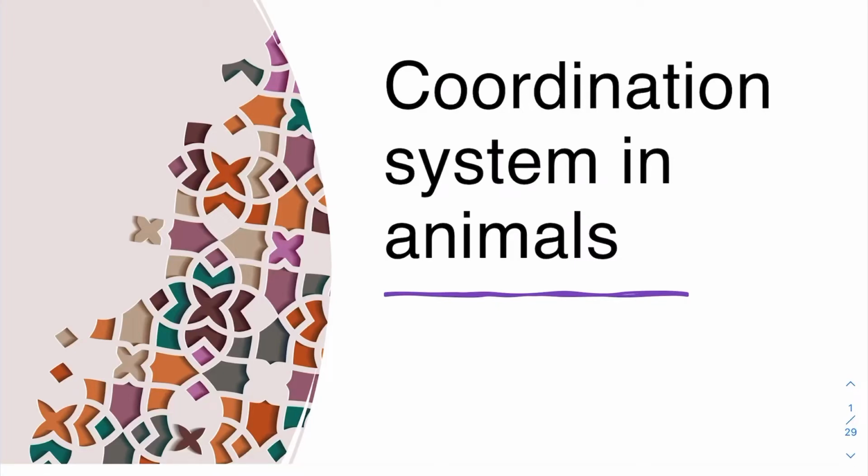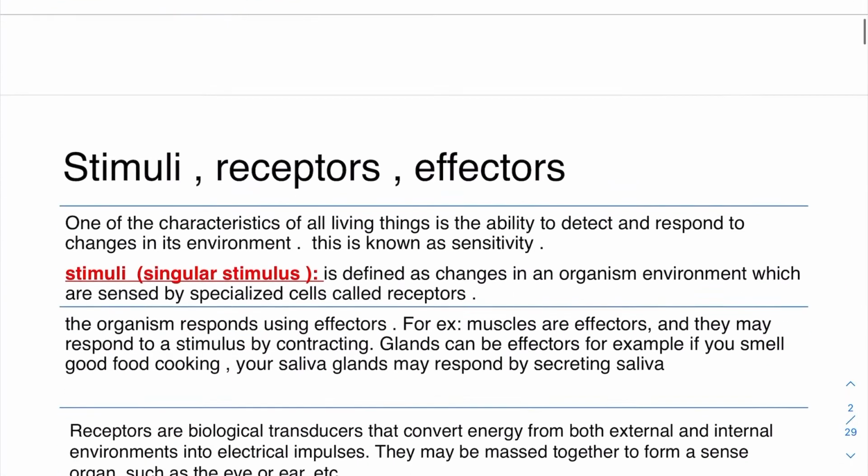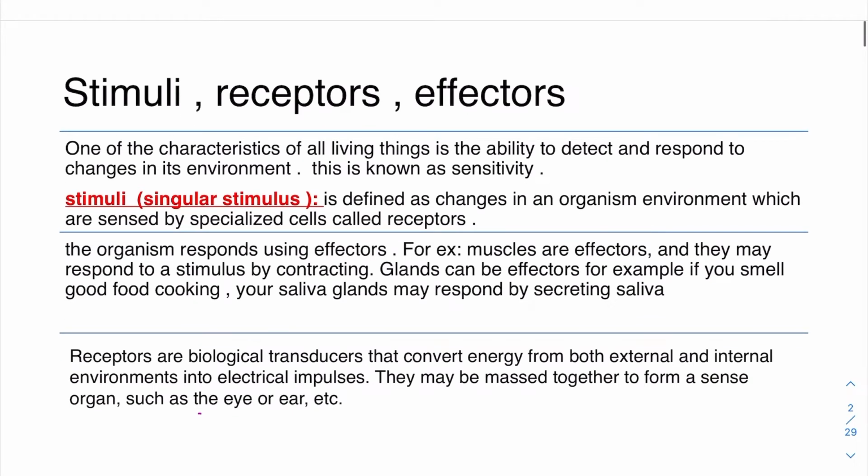Coordination system in animals. Stimuli, receptors, and effectors are the three main parts of this system, and they make up this system, in fact.